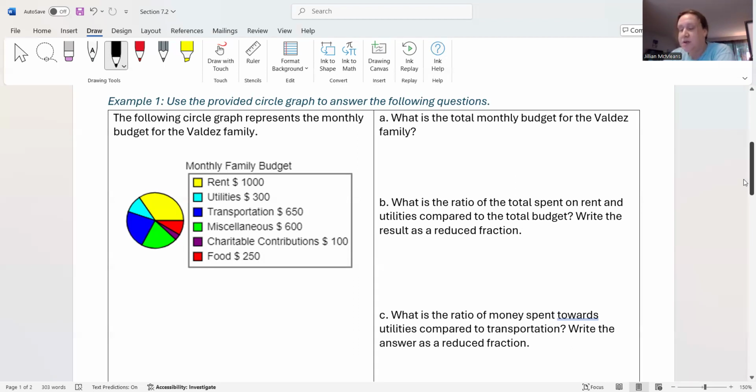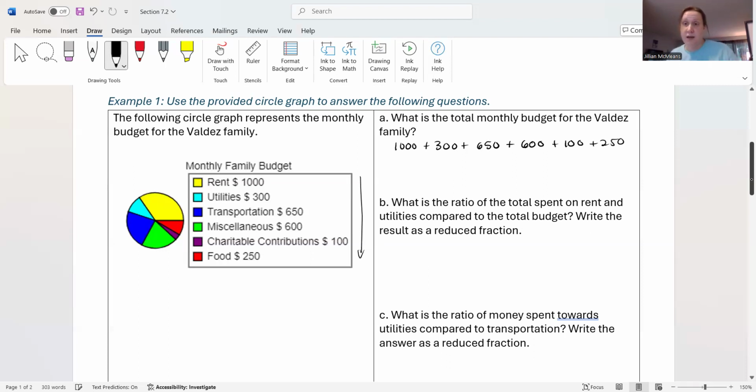Okay. So the first thing I want to do is figure out their total monthly budget. Part A says, what is the total monthly budget for the Valdez family? You need that information right off the bat. So we're going to start with yellow and go down this list: 1,000 plus 300 plus 650 plus 600 plus 100 plus 250.